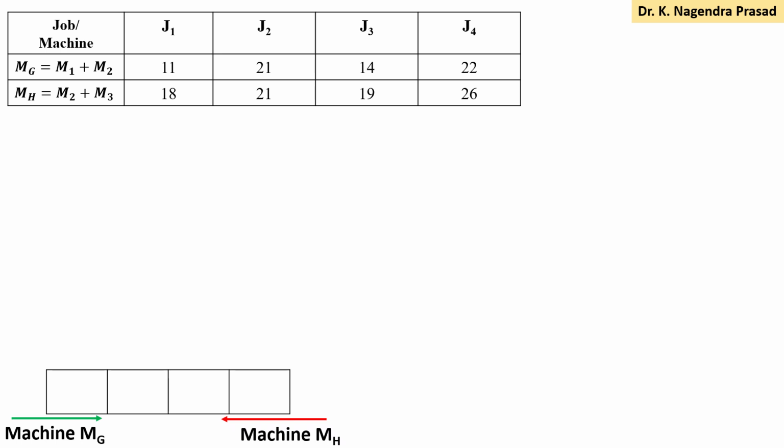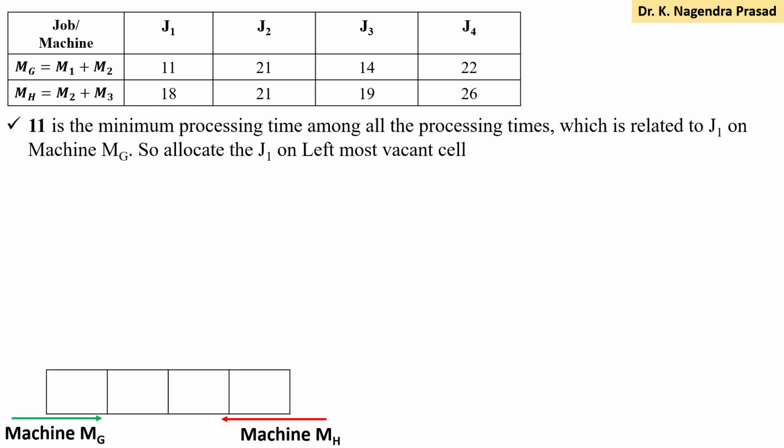Then we have to find the sequence by applying Johnson's rule. In Johnson's rule, first we draw the cells, where the number of cells is equal to the number of jobs. Here the number of jobs is 4, so there are 4 cells. After that we observe the processing times of all the machines. Here 11 is the minimum processing time among all the processing times, which is related to job 1 on machine G. So we have to allocate job 1 to the leftmost vacant cell.